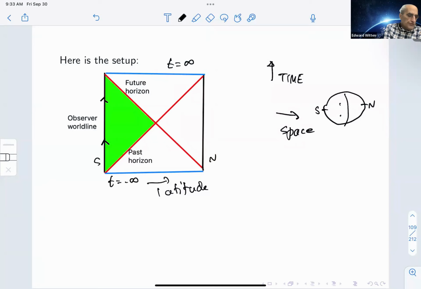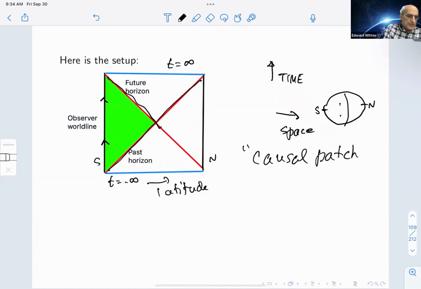Now we consider an observer who sits at the south pole of the sphere. In the diagram, the world line of the observer is simply the left boundary of the picture. And now we see that the observer has a future horizon, this diagonal red line up here, and a past horizon down here. And there's what's called a causal patch. The causal patch is the region that the observer can influence and also can see. It's the green region. The observer can send a signal to influence something in the causal patch. You can also see what happens.